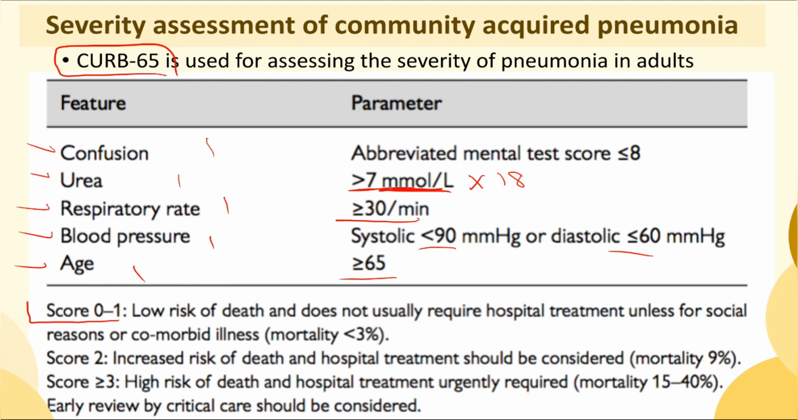If the score is 0 or 1, it is low risk, so the patient can be discharged on antibiotics and treated at home. With score 2, you have to consider admission to the hospital because they are at increased risk of death. With score more than or equal to 3, they have to be admitted to the hospital. And if the score is 4 or 5, it is very severe and they usually need ICU admission.